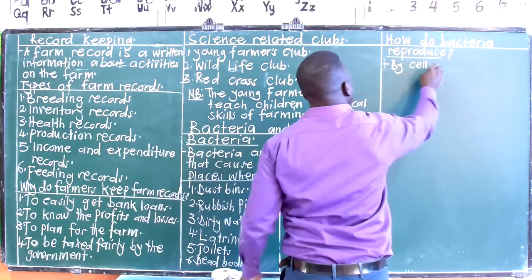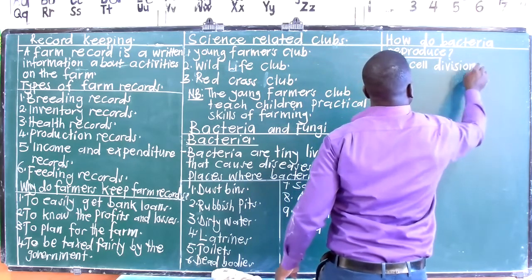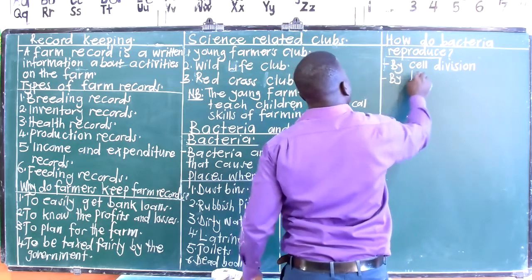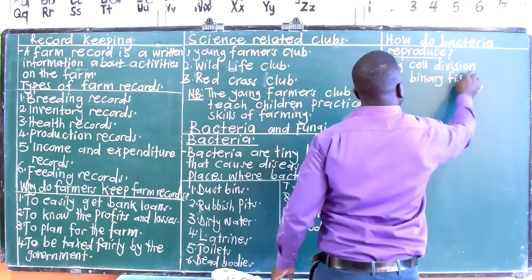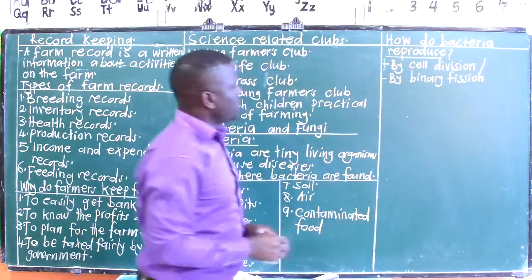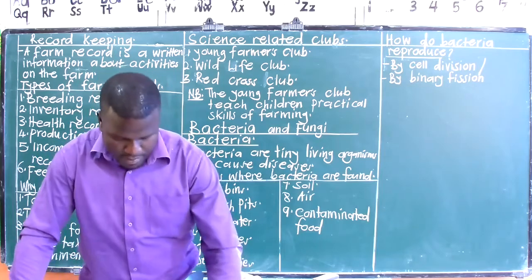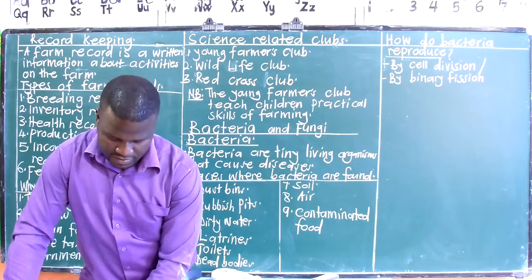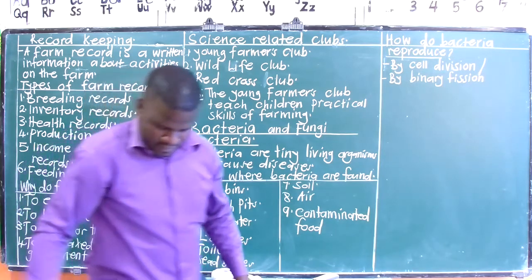By cell division, or you can say by binary fission. By binary fission or cell division. That's how bacteria reproduce. Then look at types of bacteria.